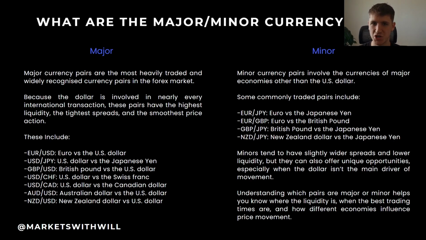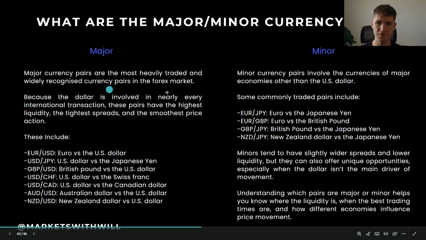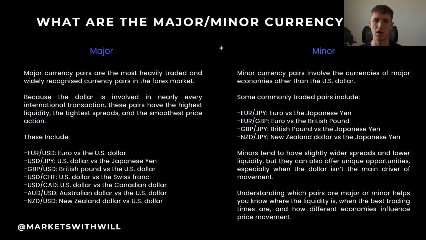What are the major and minor currency pairs? So we have major currency pairs on the left and minor currency pairs on the right. Major currency pairs are the most heavily traded pairs in the foreign exchange market. And usually it's because the United States dollar is involved in nearly every international transaction. And these pairs have the highest liquidity, the tightest spreads, and the smoothest price action. That's why we like to trade it, because it's easier to trade, I guess.